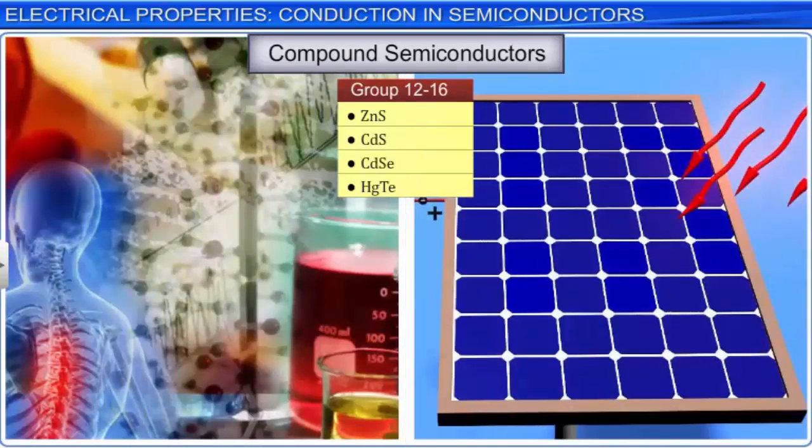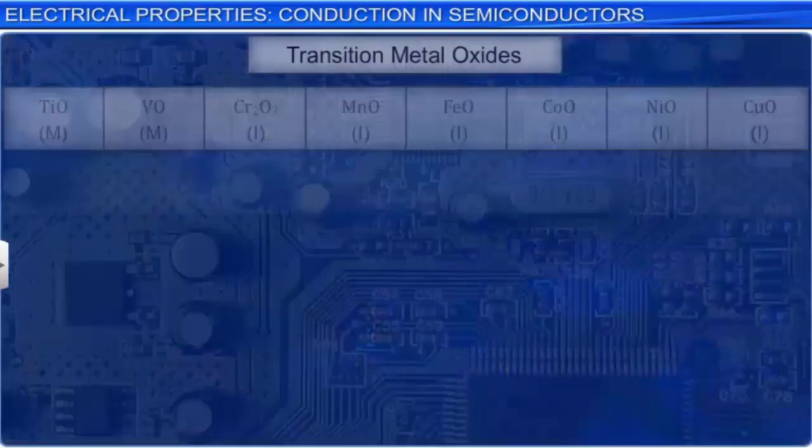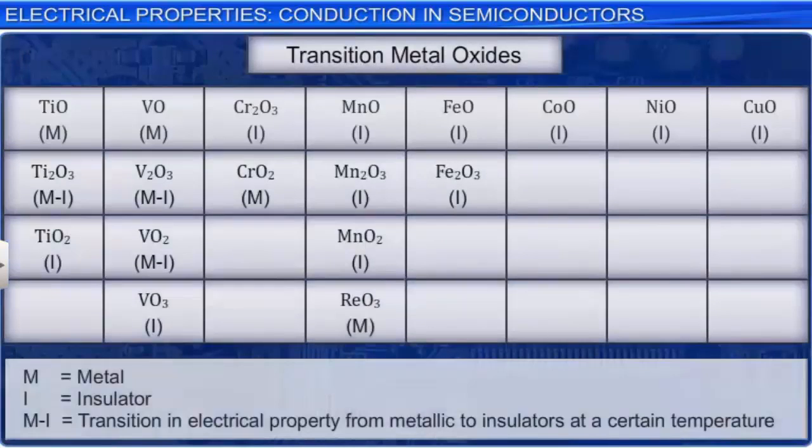Transition metal oxides are another category of substances that show diverse electrical properties, ranging from strongly metallic to insulating. Oxides like TiO, CrO2, and ReO3 behave like metals. ReO3 can be compared to metallic copper in conductivity and appearance.